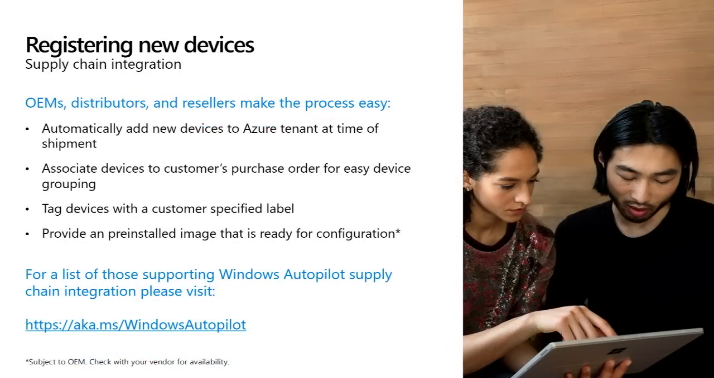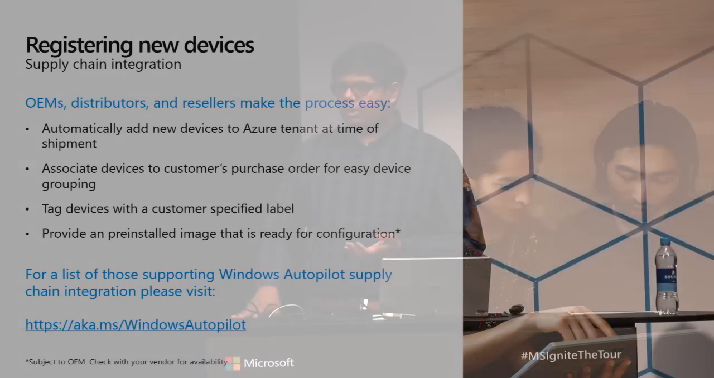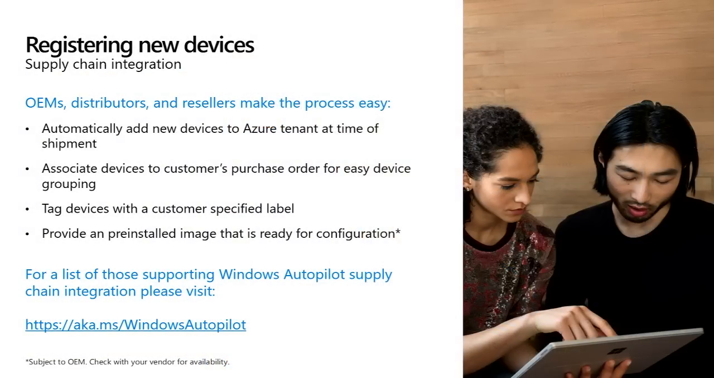OEMs and distributors and resellers all have a way to make that process easy for you. Many of you may be familiar with the PowerShell script that's available to extract the hardware hash from a device to then register that device into Autopilot. That's a very manual step, and we don't anticipate that being the long-term strategy for an enterprise customer to have to register all of their devices into Intune or into Autopilot. OEMs, VARs, distributors all have ways to automatically add devices on your behalf into your organization.